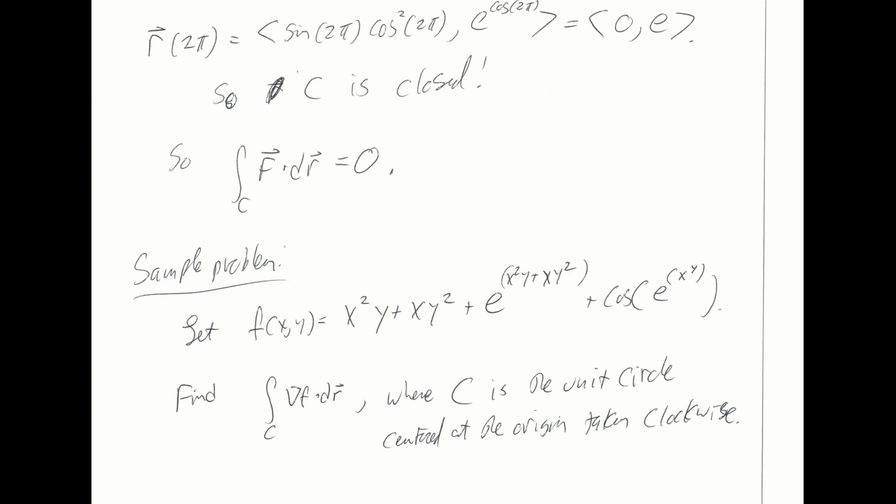So here's a little f, a scalar valued little f, and I'm asking you to find the line integral of the gradient of little f along the unit circle centered at the origin but taken in the clockwise direction. So taken in the opposite direction that we usually consider the unit circle in. So give that some thought, pause the video, we'll discuss it momentarily.